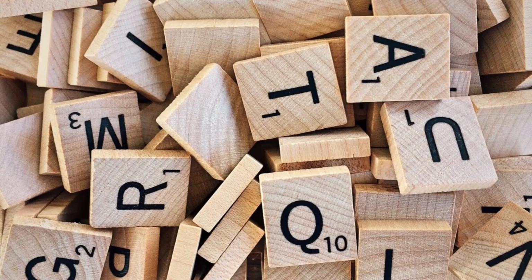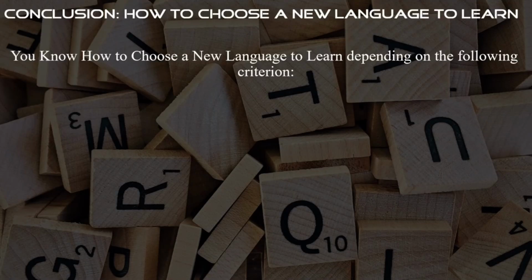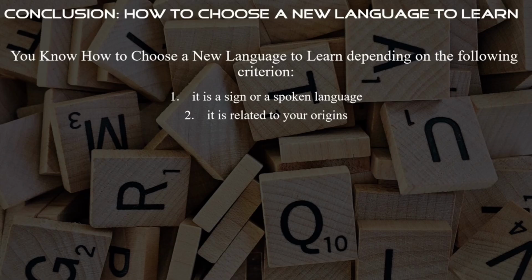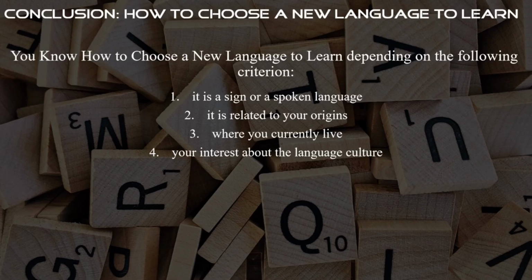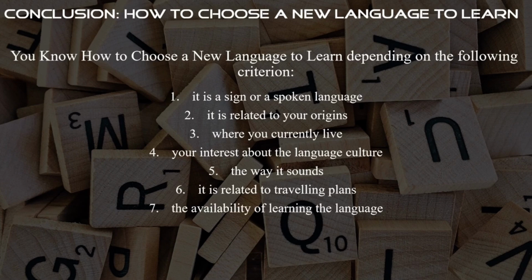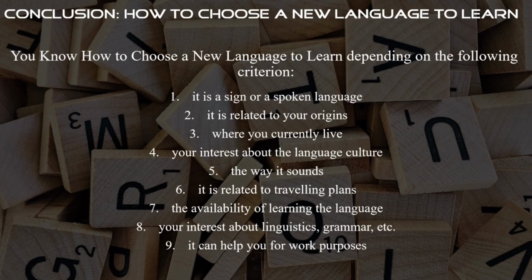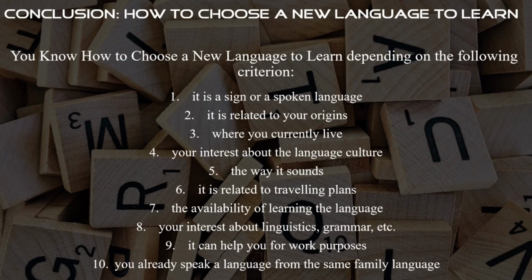So well done everybody, we are at the end of the course, so let's have a look at what we've done today. So now you know how to choose a new language to learn depending on the following criteria that we've seen. So let's summarize what we've seen. You can look if it is a sign or a spoken language, if it is related to your origins, if it is the language where you live, if you have an interest about the language culture, you like the way it sounds, if it is related to traveling plans, if it depends on the availability of learning the language, if it's about your interest about linguistics, grammar or alphabets, if it can help you for work purposes, and if you already speak a language from the same language family.